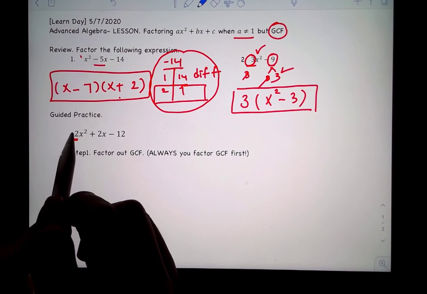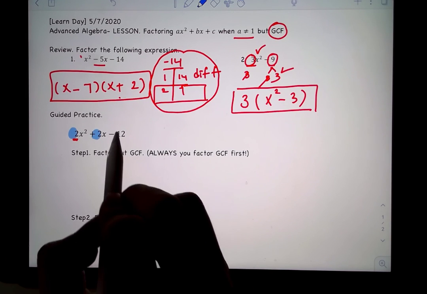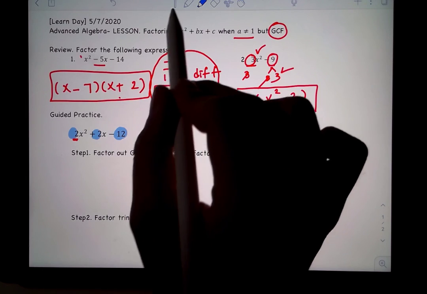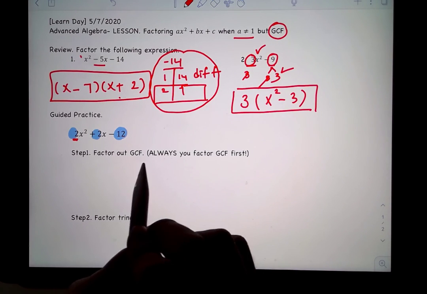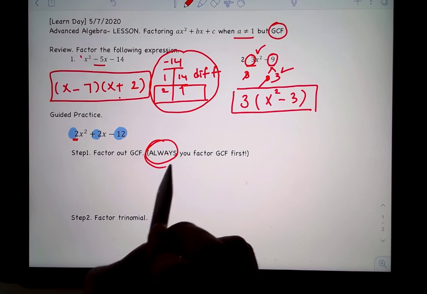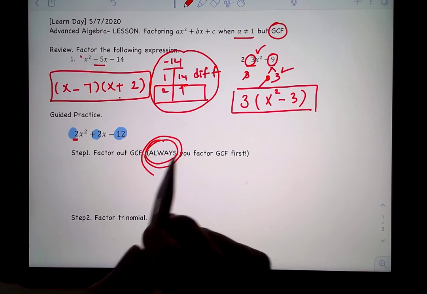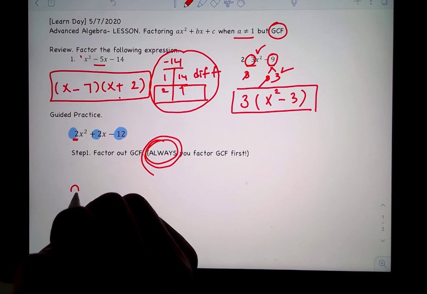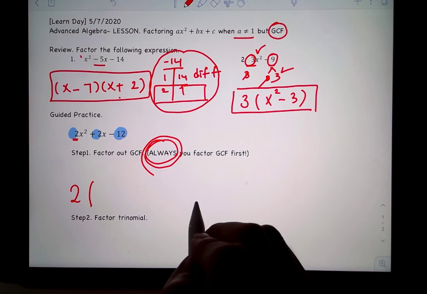But look, guys, 2 and 12. Do you see your common factor? Your GCF is 2, right? So your GCF is 2. So step 1, what do you do? You factor out the GCF. Always. Anytime there's a GCF, you need to factor out the GCF first. All right? So step 1, I'm factoring by GCF. Take 2 out, take 2 out, and put the leftovers.